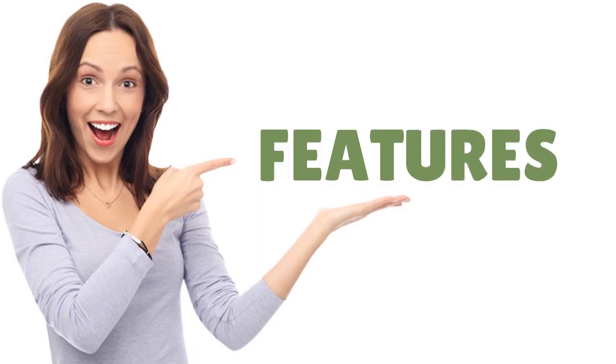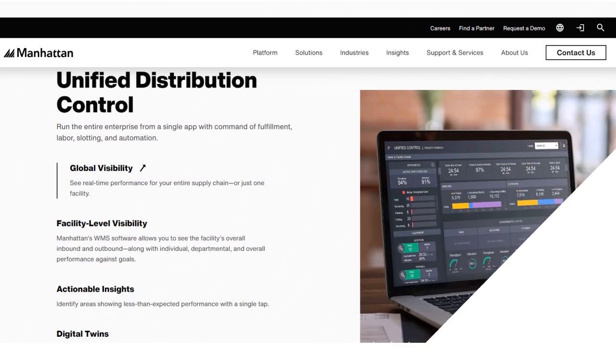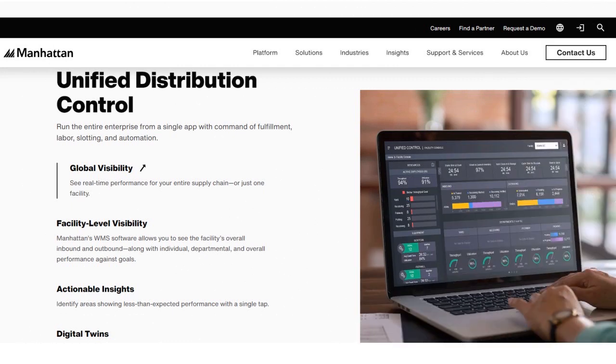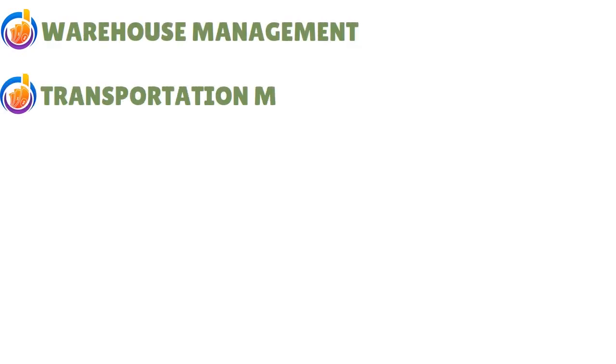Let's talk about the key features you can expect if you were to go with Manhattan Associates. First of all, what we love is that this is a warehouse management software tool. So the first feature you'll have when you log in to your dashboard is warehouse management. That's totally fine. And then you have transportation management. This is another important element here.